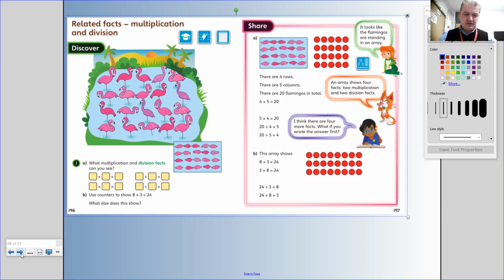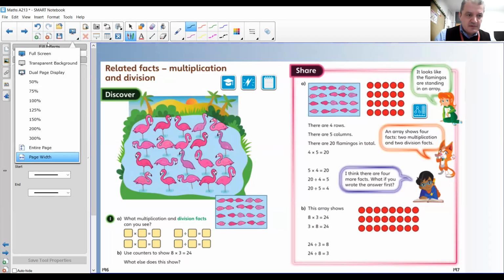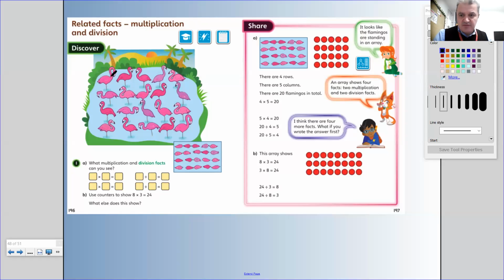So I've got here an array. Let's just shrink that so I can get my pen. Okay, full screen. We've got our flamingos. We've got 1, 2, 3, 4, 5. What's that called? That's a row of 5, horizontally across. What about when we go up or down? What do we call that in maths? We call that a column, and it goes vertically. So how many have we got there? We've got 5 here. And how many have we got in our column? 4.